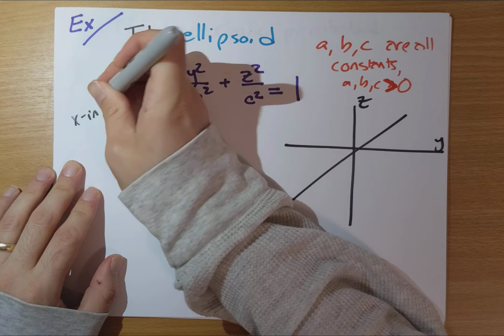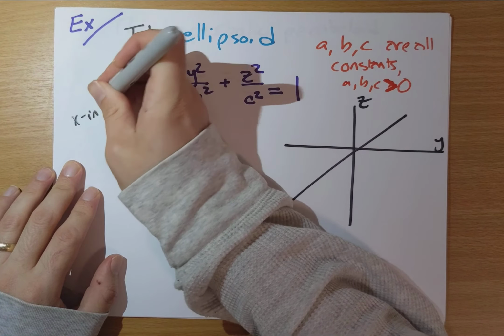Similarly, check this for yourself, the y-intercepts are going to be at (0, b, 0) and (0, negative b, 0). And again, check this for yourself. You should be able to guess what's going on here. The z-intercepts are going to be at (0, 0, c). Oops, that's negative c down there. And up here, (0, 0, positive c).